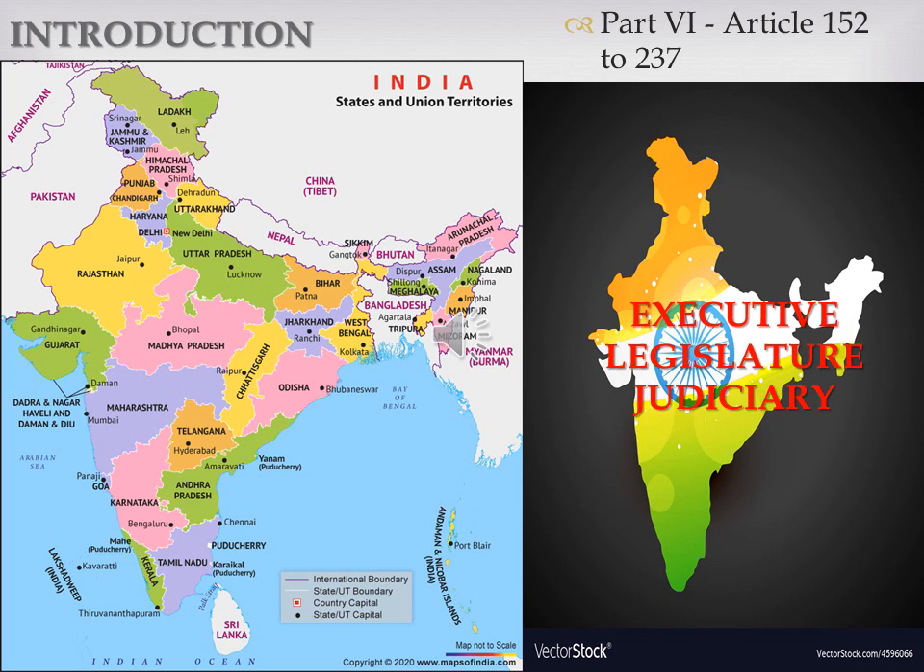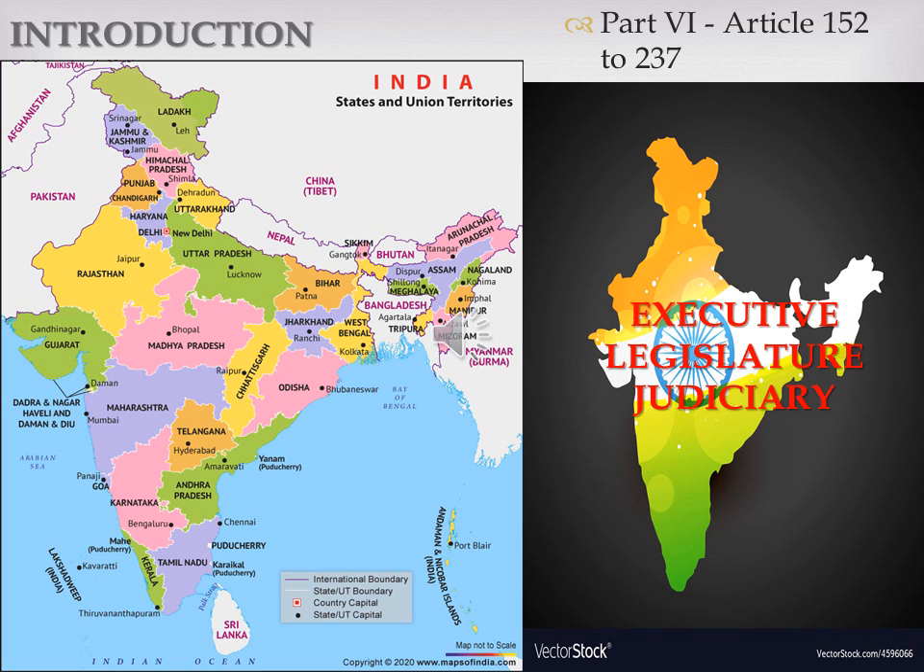It lays down a uniform structure for the state government in part 6 of the constitution, from article 152 to 237, which is applicable to all the states. So for all the states, there is a uniform structure of government. The structure of the state government, as in the center, consists of 3 branches, that is, 3 organs. So what are they?